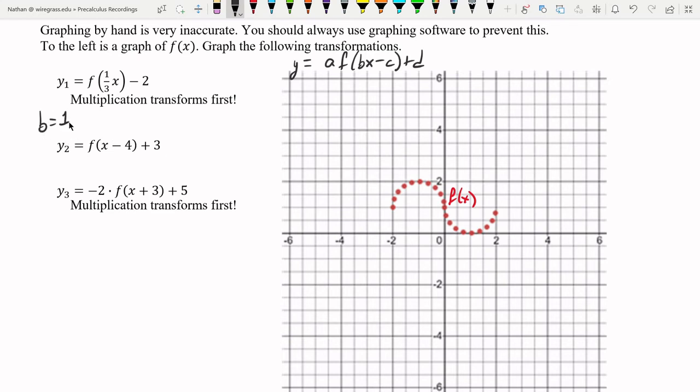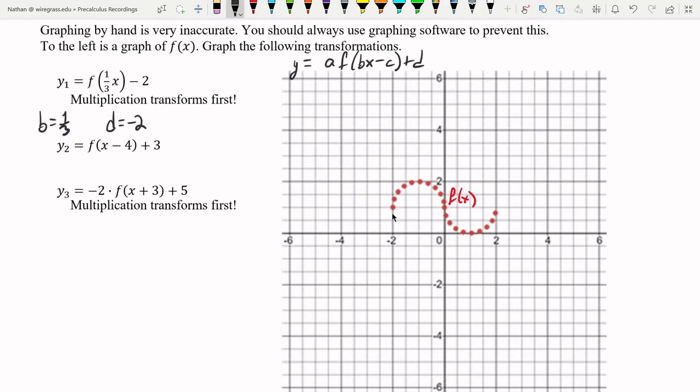b is 1/3. So if b is between 0 and 1, that's a horizontal stretch. And it's not going to be a stretch by 1/3 because that would actually be a compression. It's in fact going to be a stretch by 3, by the reciprocal of this. So we're going to stretch it by a factor of 3. And then we're going to shift it downward. Since d is -2, we're going to shift it downward by 2 units. So horizontal stretch by a factor of 3.